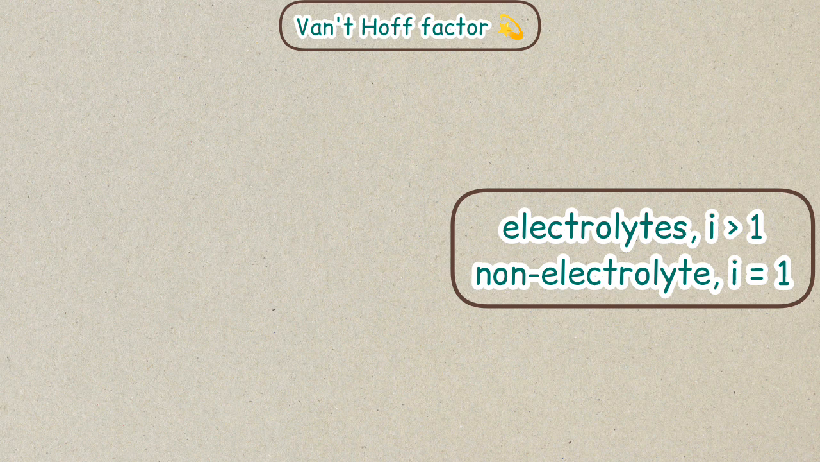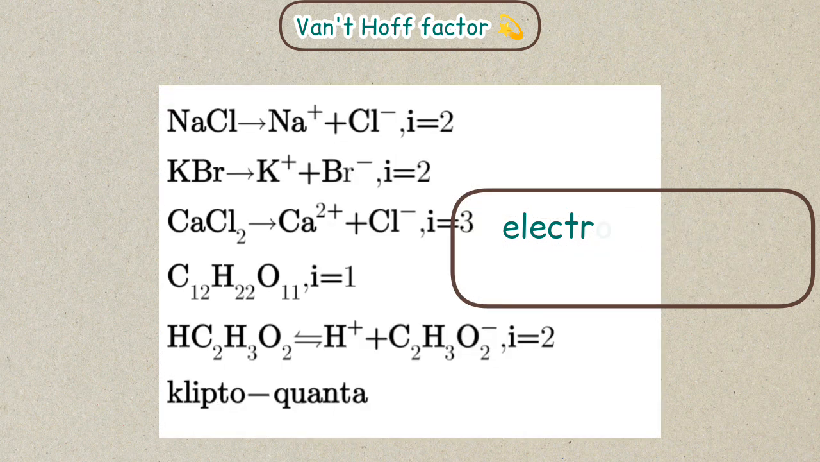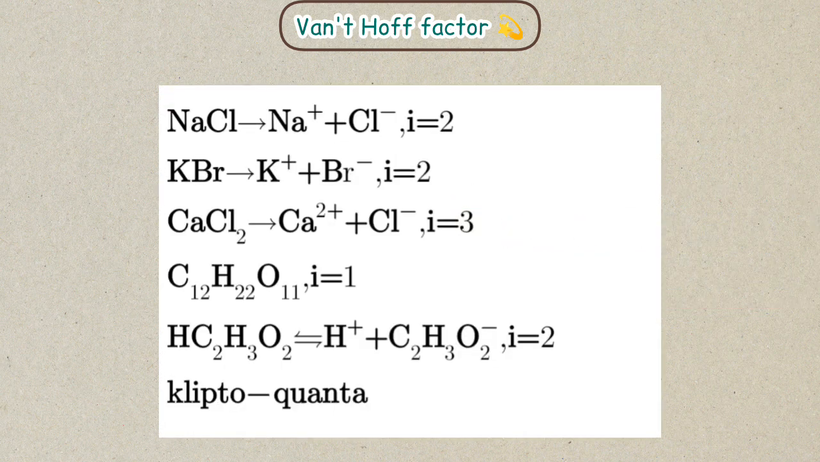That electrolyte dissociates into values greater than 1. While for a non-electrolyte, the value for the Van't Hoff factor is always equal to just 1. Looking at sodium chloride, you have sodium ion and chloride ion, making it 2 ions of dissociation. Potassium bromide, the same thing. Calcium chloride, you have Ca2+ and Cl-, which gives it a 3 dissociation. Sucrose is a non-electrolyte, so therefore the Van't Hoff factor would be equal to 1. And we have acetic acid.